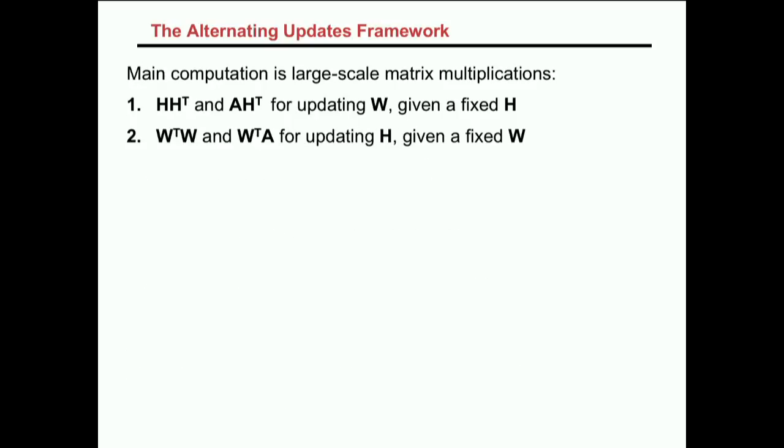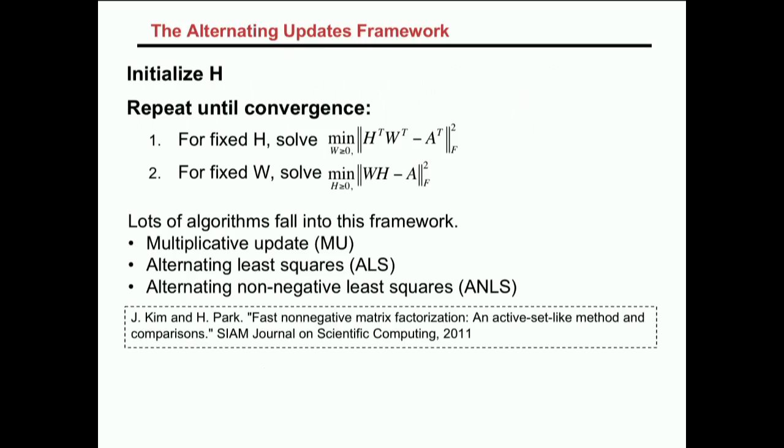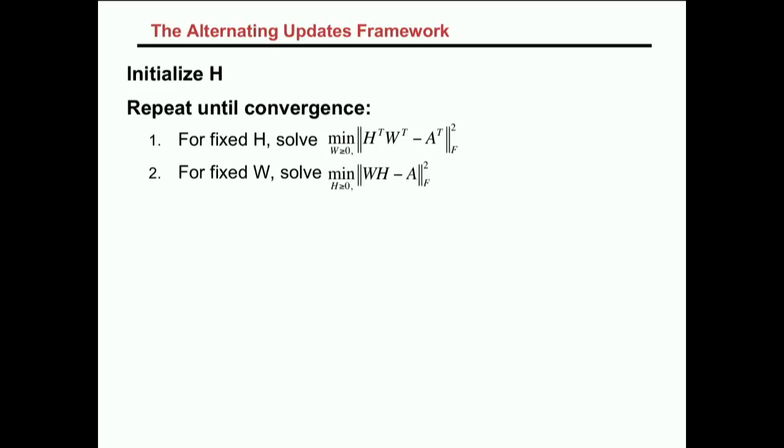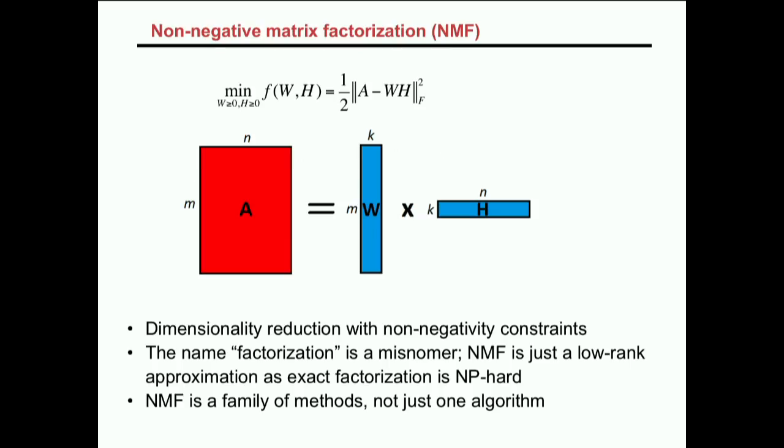So what is the main computation behind here? Basically, you're doing a bunch of matrix multiplies, right? For updating W given an H, you need to calculate HH transpose or AH transpose, and H and W are somewhat replaced for the second iteration. So what's going on is really, remember the shape of these matrices. You're either multiplying a tall skinny matrix with a squarish, almost rectangular, but not that skewed matrix, or you're making an inner product of these skewed matrices.